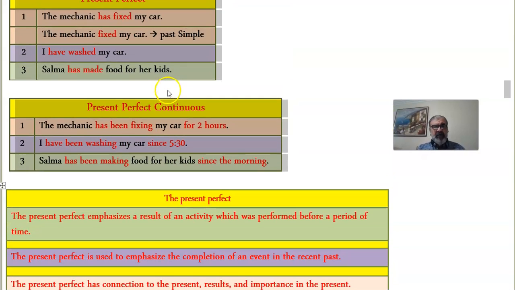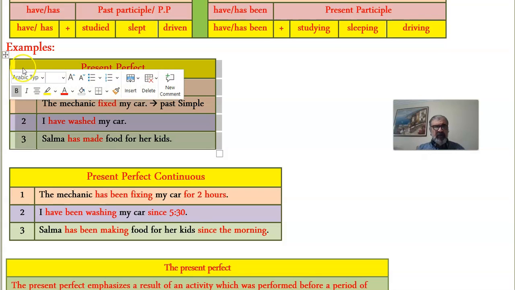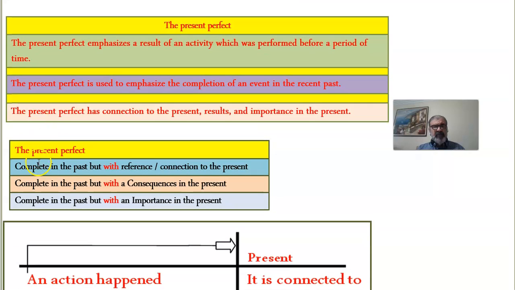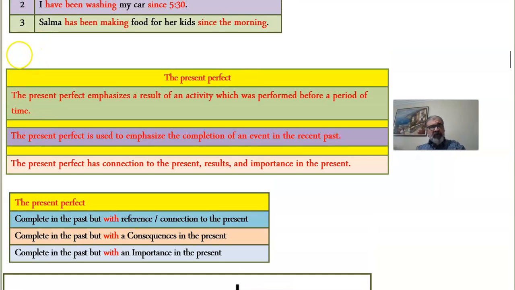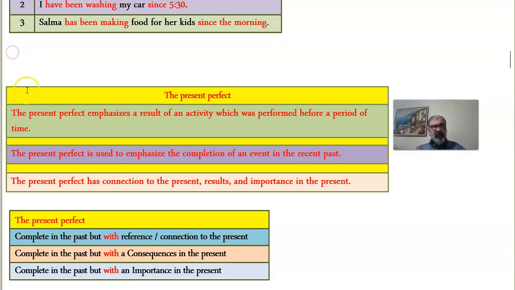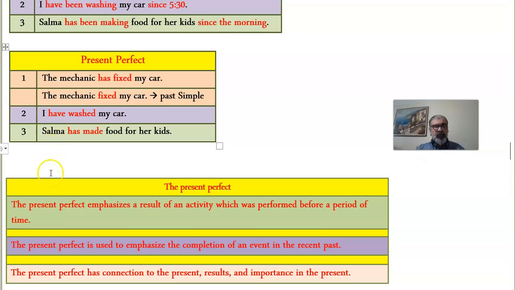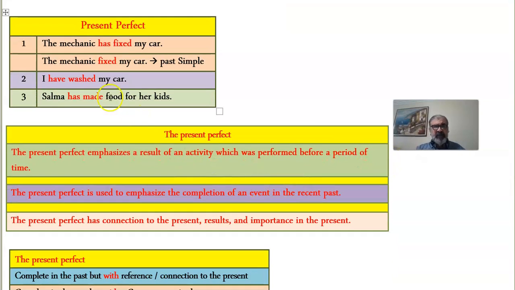Again, as for the present perfect, these examples, let me just take them down. Now all these are present perfect. So they all refer, listen, and this is very important, they refer to, they emphasize the result and activity, which was performed before a period of time.